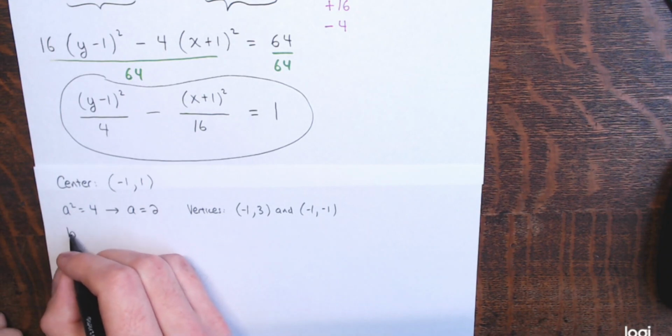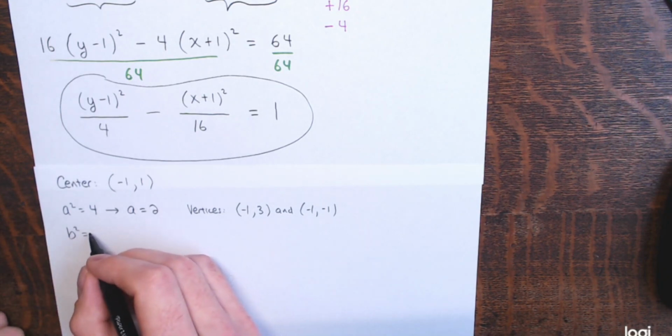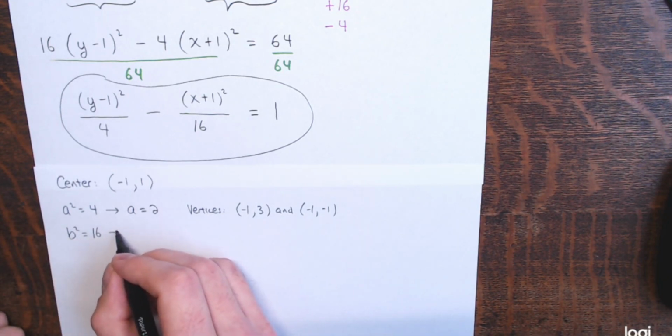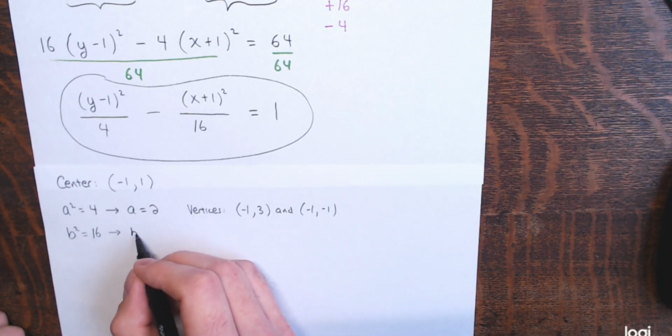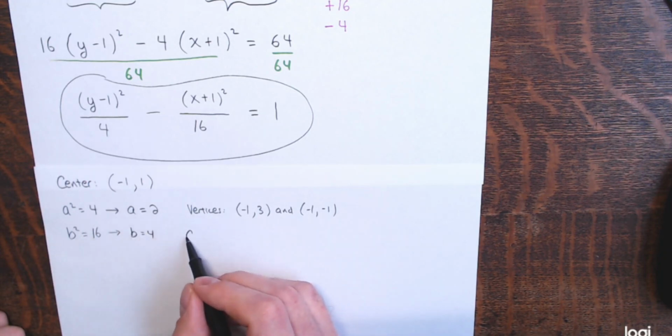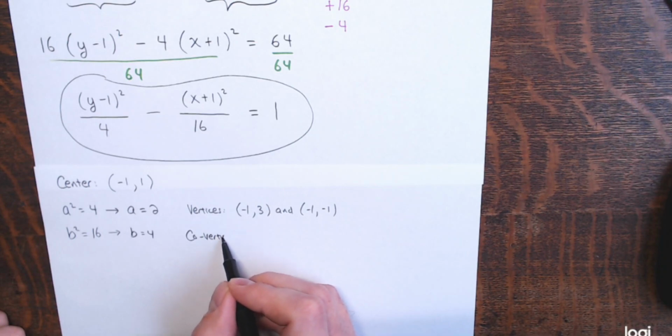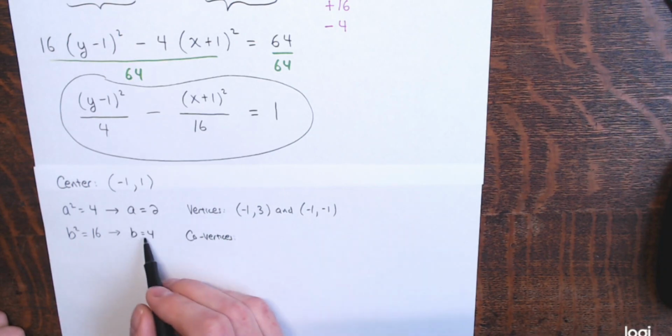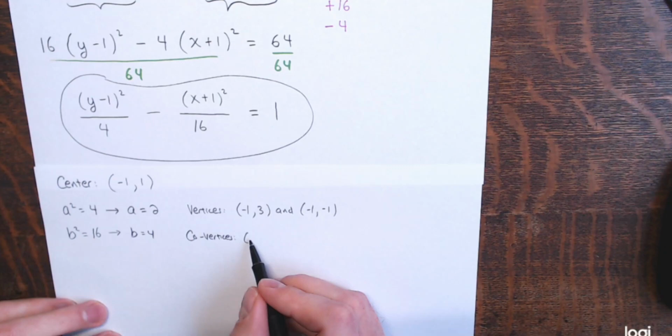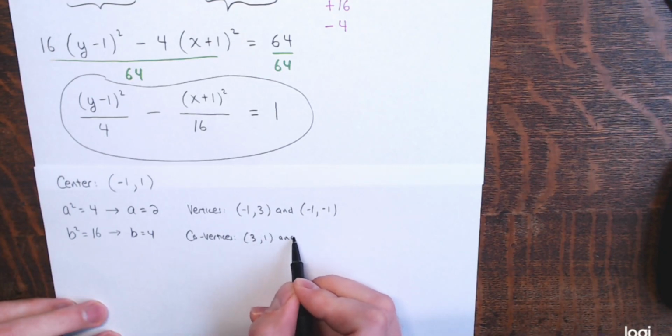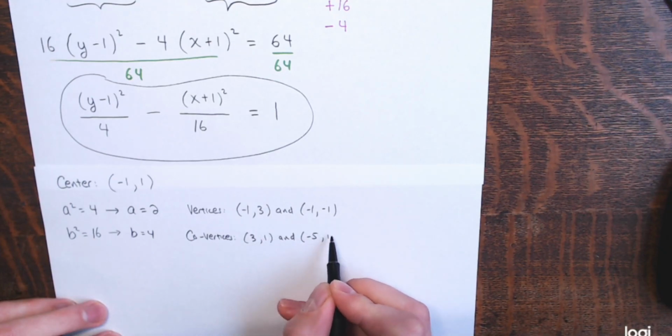B squared equals 16. So B is 4. And so the co-vertices, I'm going to be adding and subtracting 4 to the x coordinate of the center. So it'll be at 3, 1 and negative 5, 1.